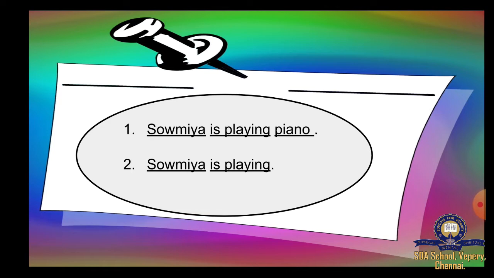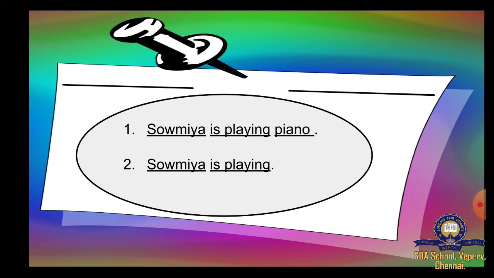Soumya is playing piano. Here we have a subject, a verb, and an object, right? It makes a complete sentence. When we come down to the second example, Soumya is playing. Here also we have a complete sentence, but we just have a subject and a verb, right? So, more than an object being there, it is very important for a subject and a verb to be in a sentence. And it is more important for a subject and a verb to agree.